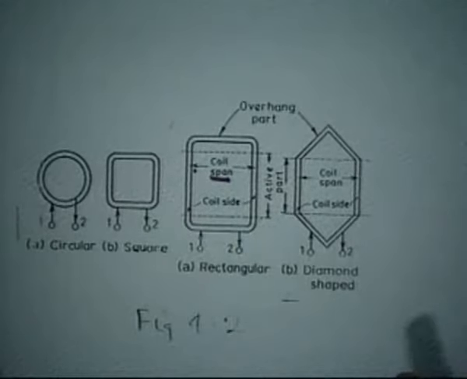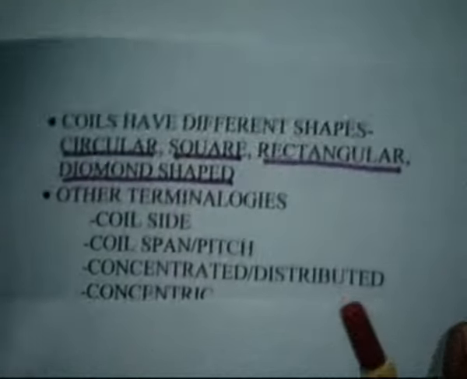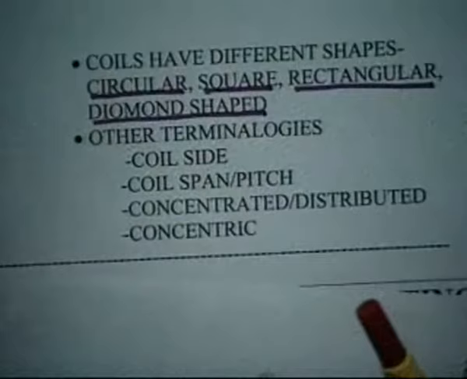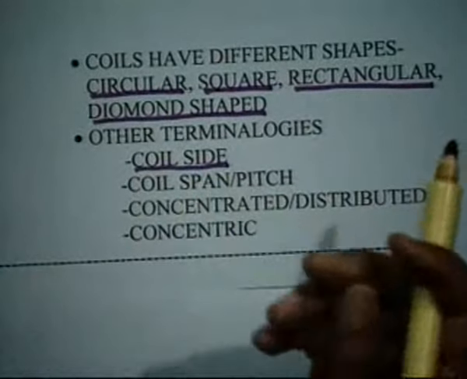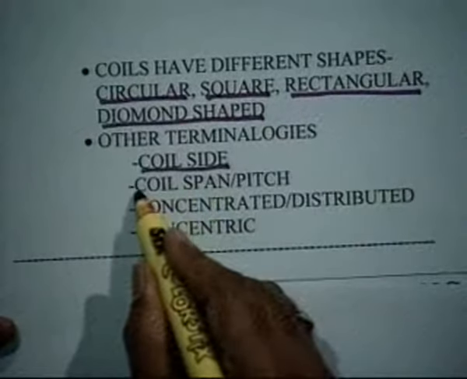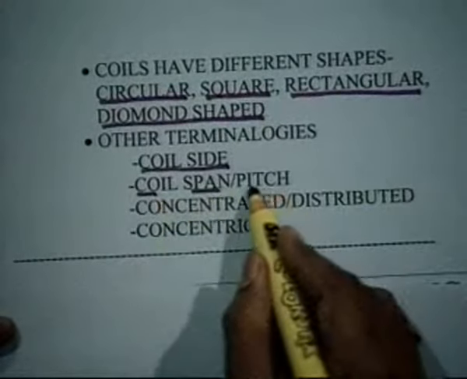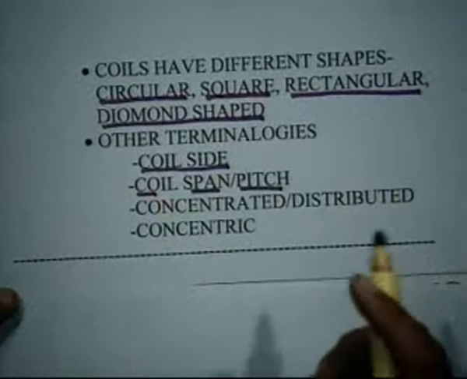So we have these definitions. Other terminologies that we use: what is a coil side? A side of a coil, okay. One side goes to one slot generally, and the other side goes to another slot. And then the coil span or coil pitch is the distance between the coil sides. This is another definition, the distance between the two coil sides.